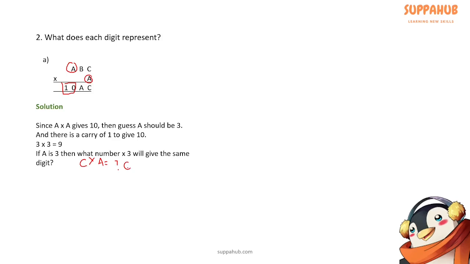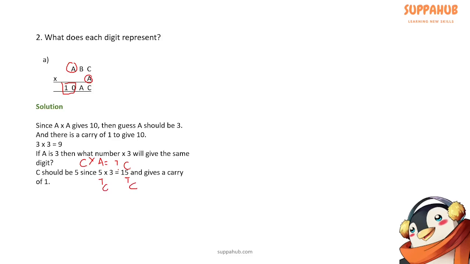When this happens, times 3, you look at the 3 times table, right? Which one can give you that? Okay, take a moment to think about it. Yeah, if you guess it's 5, then you're correct. 5 times 3 gives you 15. In this case, you can see here the C is 5, which is the same as this C and this C. The first one gives you 1 carry.